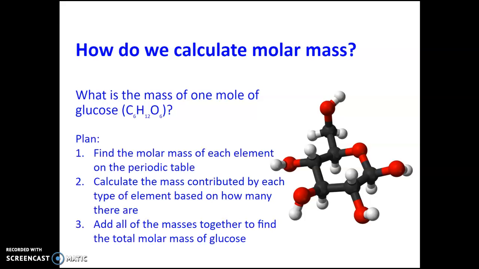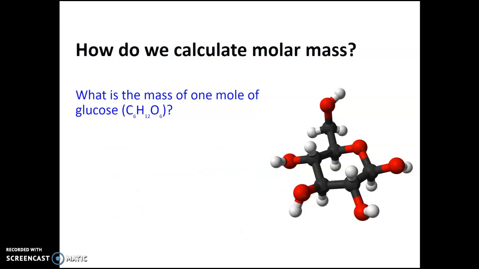Anyway, here's the plan. The first thing we need to do is find the molar mass of each individual element on the periodic table. So find the mass for carbon, find the mass for hydrogen, and find the mass for oxygen. Second, we're going to calculate the mass contributed by each type of element based on how many there are. So there's 6 carbon, and so we'll have to do 6 times the molar mass of carbon to find out how much mass it's contributing. Third, we're going to add all of those masses together to find the total molar mass of glucose. All right, let's get started.